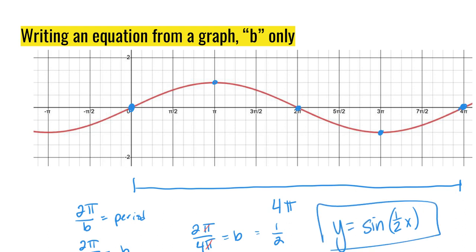I don't have any other changes to this function. I can still see that my amplitude is 1, my midline is the x-axis, my period is the only thing that's changed in this. And it's definitely a sine wave because I'm starting at midline and then going up from there.